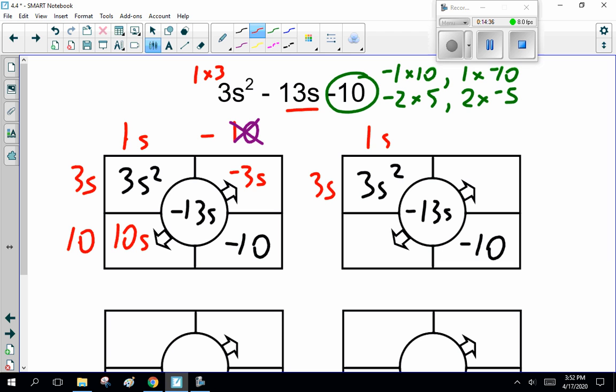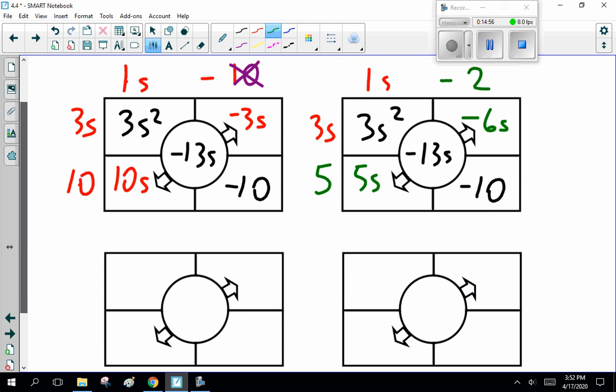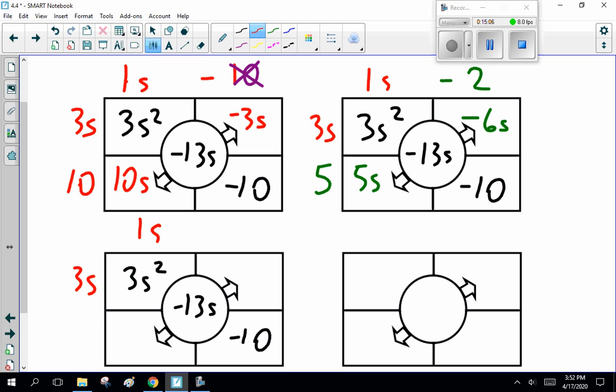So what else can I put in there? Let me see. Minus 2, 5. 1 times 5 is 5s. Minus 6s. Nope, that doesn't work. Wait a minute. What if I went 3s squared times 13s minus 10. I know I have 1s and 3s.